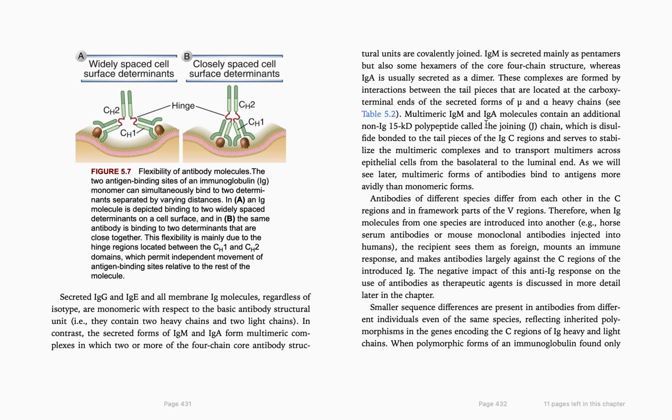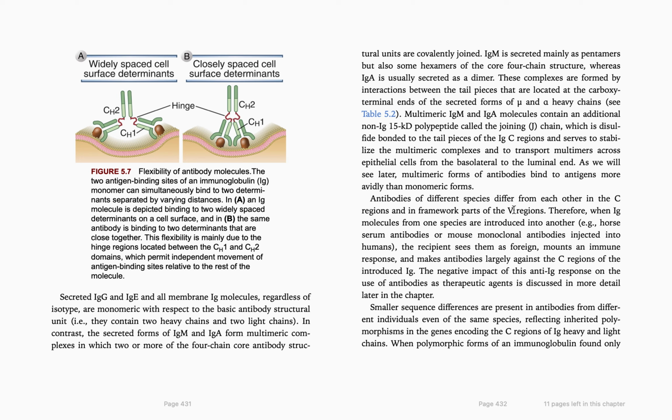Multimeric IgM and IgA molecules contain an additional non-Ig 15 kilodalton polypeptide called the joining chain, or J chain, which is disulfide bonded to the tail pieces of the Ig constant region and serves to stabilize the multimeric complex and to transport multimers across epithelial cells from the basolateral to the luminal ends. As we'll see later, multimeric forms of antibody bind to antigen more avidly than monomeric forms.